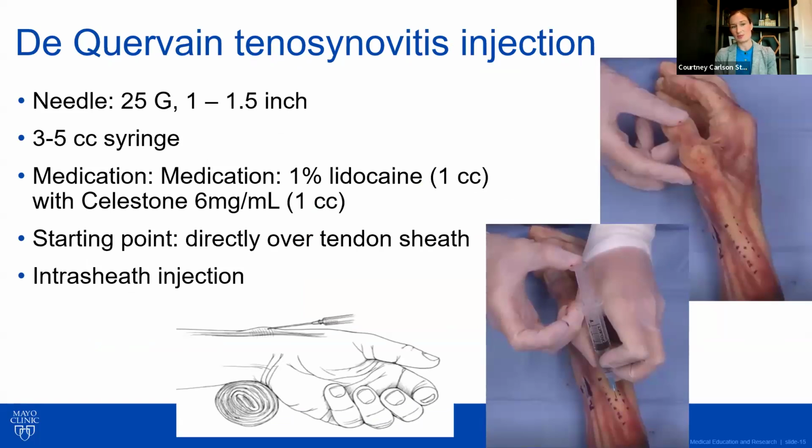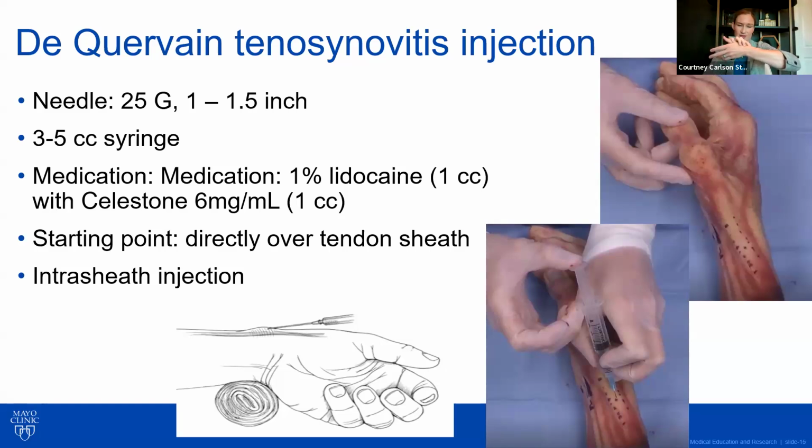And for this one, I think it is important to make sure you're using Celestone or a water-soluble steroid. Again, because this injection is fairly subcutaneous, and there's a reported 5 to 10% risk of complications such as fat atrophy, skin atrophy, or hypopigmentation with these injections. Your starting point is going to be directly over the tendon sheath, and sometimes it's helpful to place a rolled towel underneath the wrist to slightly ulnar deviate the wrist and help you find that tendon sheath.